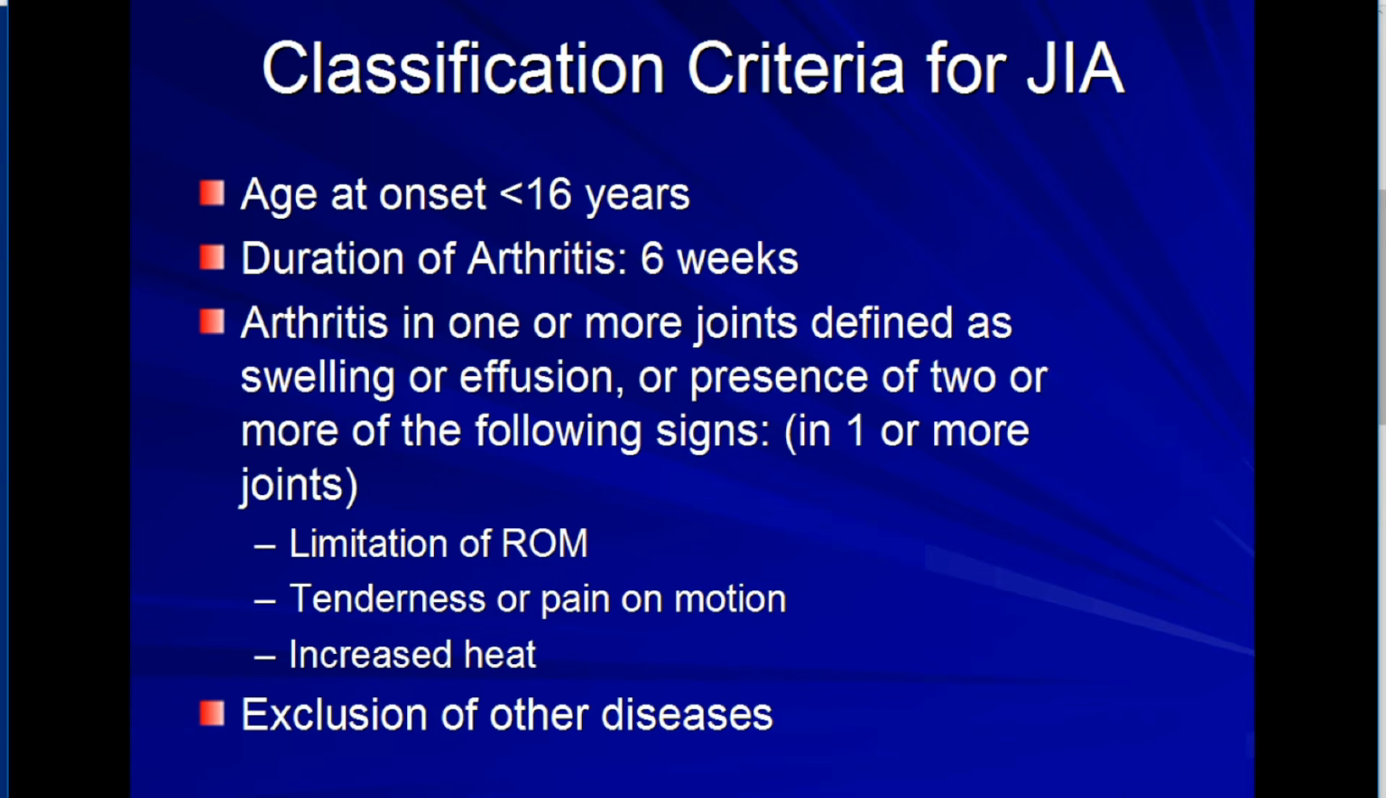So the classification criteria for juvenile idiopathic arthritis: you have to be less than 16 years old. You have to have your symptoms for at least 6 weeks. You have to have arthritis in one or more joints, and that's defined as swelling or effusion or presence of 2 or more of the following signs: decreased range of motion, tenderness or pain on motion, and an increased temperature. And you have to exclude other conditions, obviously, like septic arthritis.